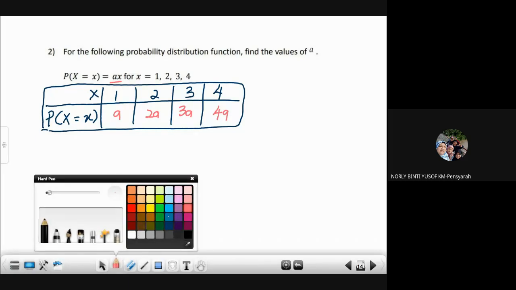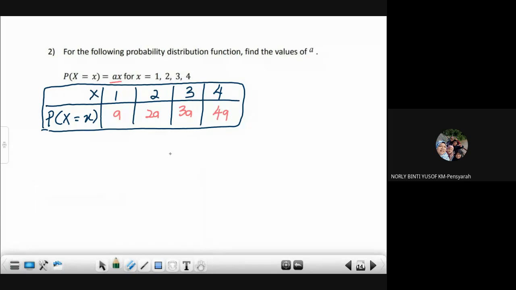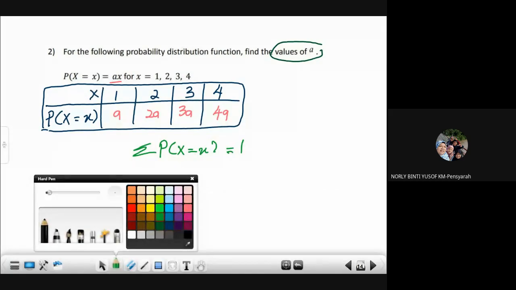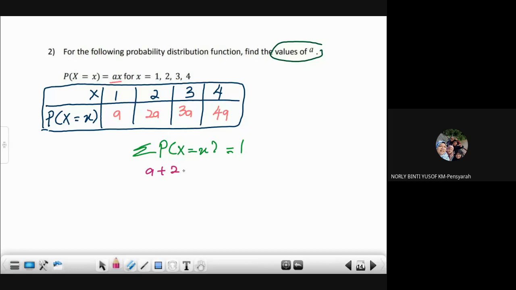Okay, so the question asks you, find the following probability distribution function and find the value of A. So you want to find the value of A, so the concept of total probability is 1. So sama, kena tulis total probability equals to 1. So cari total up lah. A plus 2A plus 3A plus 4A sama dengan 1. So you got 10A equals to 1. Thus your A equals to 1 over 10.